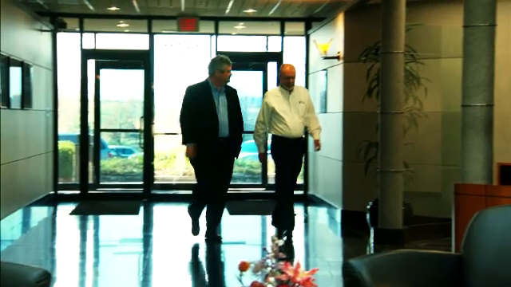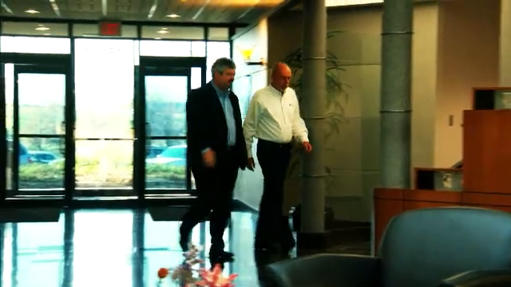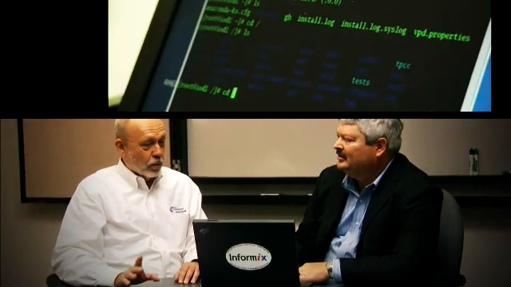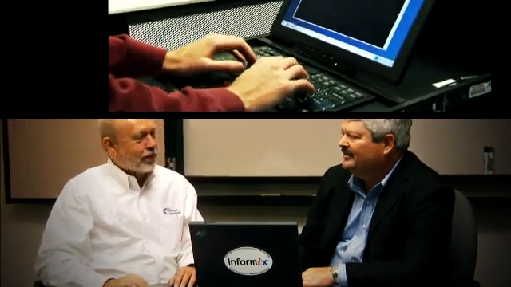The number of DBAs at a site running Informix is vastly less than at most other sites. I was at a grocery store chain last week that had 70 stores, and they did not even have a full-time DBA working on Informix. Whenever I go out and visit customers or partners, they come back and tell me how they love the technology, how easy it is.